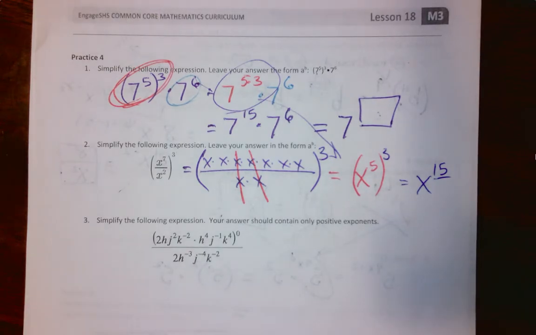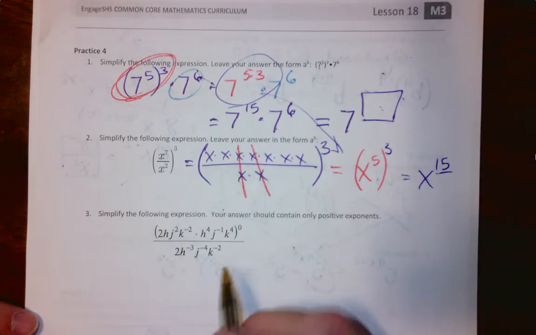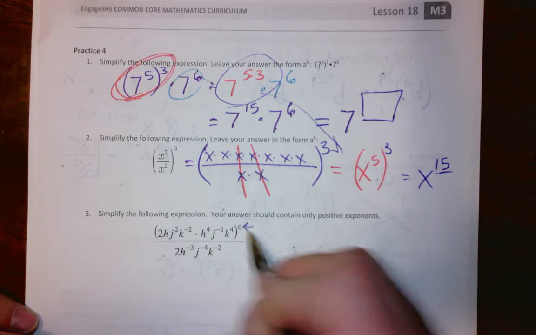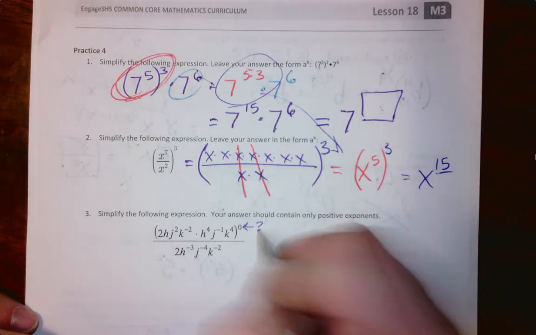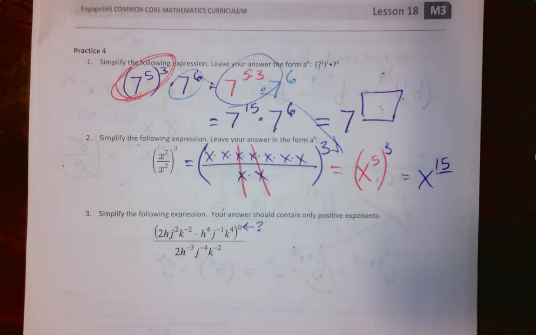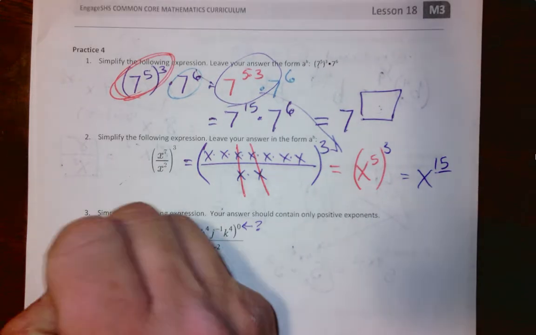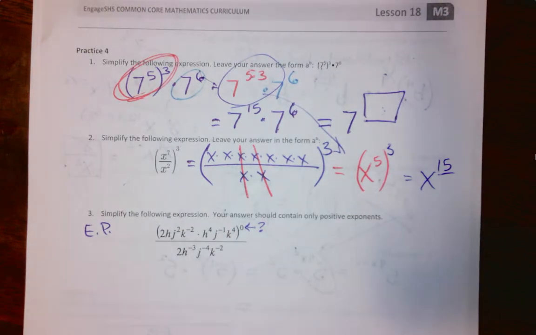Okay, I'm going to leave number 3 for you because we talked about it in another fashion, and it is difficult. But do you know what happens when you have things raised to the 0 power? What does that tell you? That's a major hint. I'll leave you with that major hint. I'll say this is extra practice. Please do it. Question 4. I'll do 4. You need to do 5.